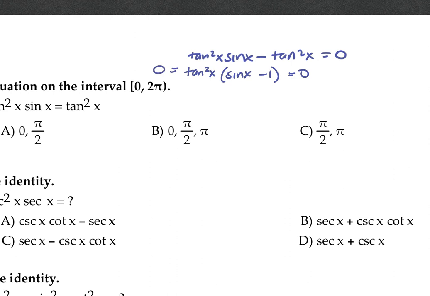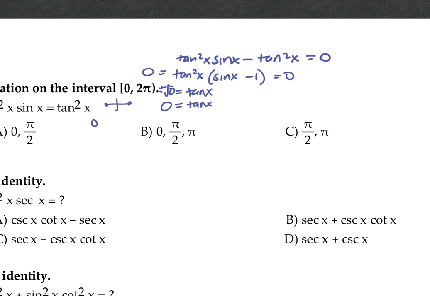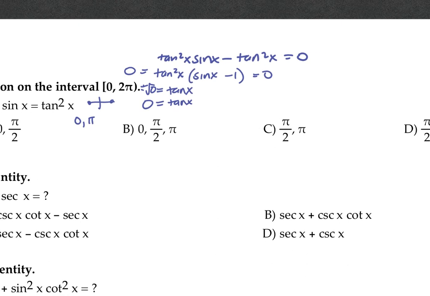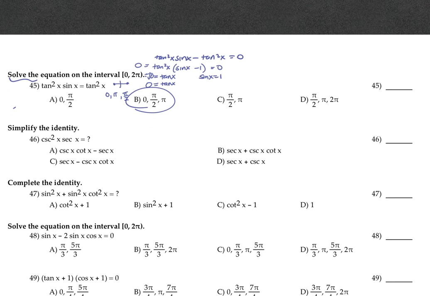Split and solve here. And I'm looking for where tangent would be plus and minus the square root of 0, which is still 0. Tan is at 0 on the right and the left of our unit circle, which is 0 and pi. And then sine x equals 1 is where my y is 1, and that happens at pi over 2. So B is the solution.